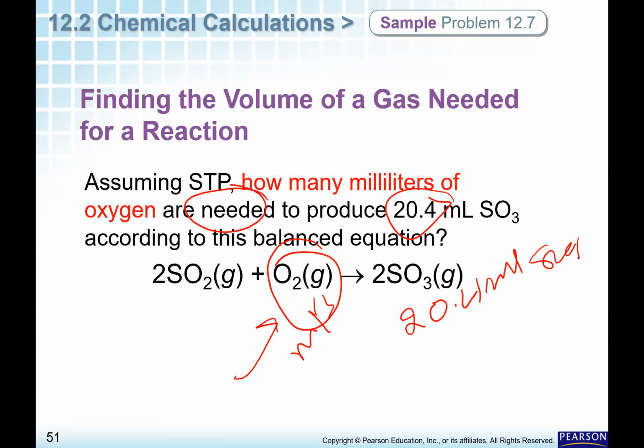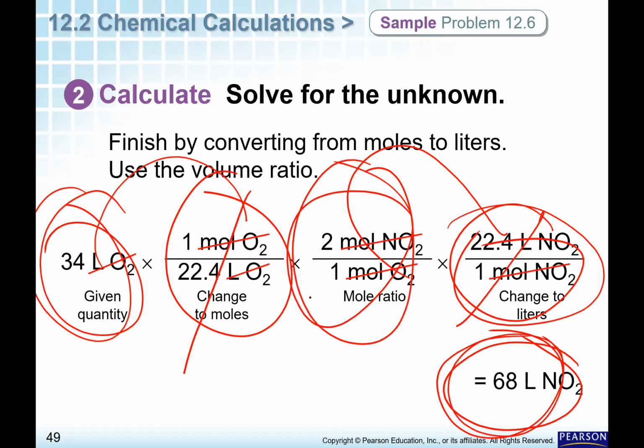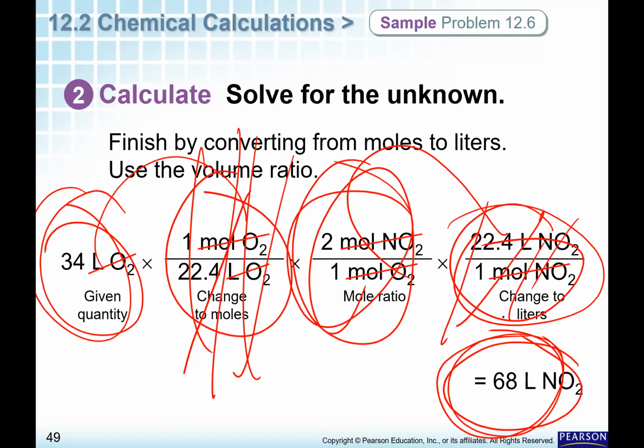What I said in the previous example is that whenever we have a volume to volume calculation, we don't need to go through the whole procedure. We can take the volume to volume directly using the ratio from the chemical equation. I proved it by this example here. We noticed that we could have gone from 34 to 68 using this ratio, without these two steps. And that is only in the case of volume to volume calculation.